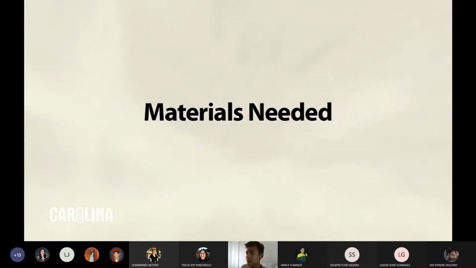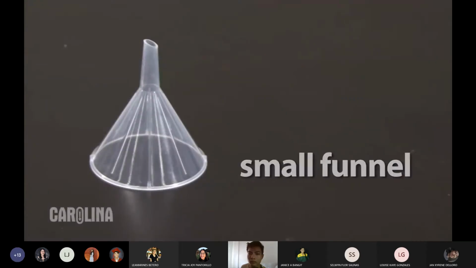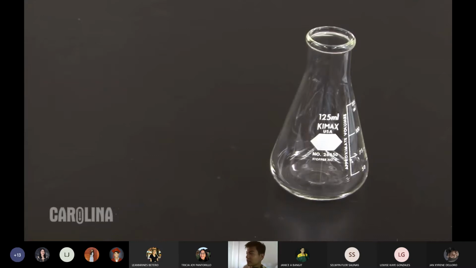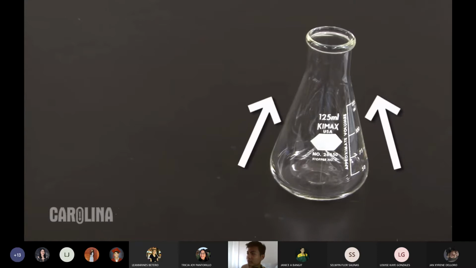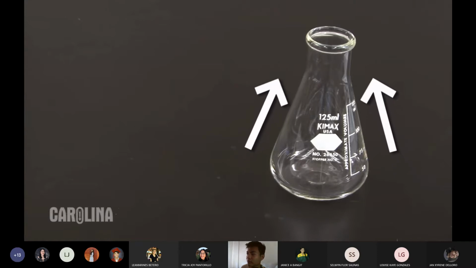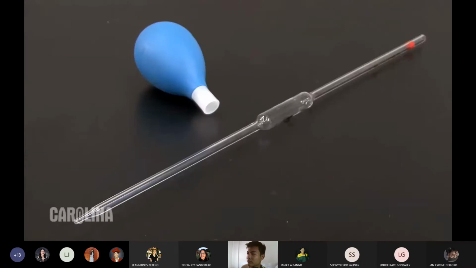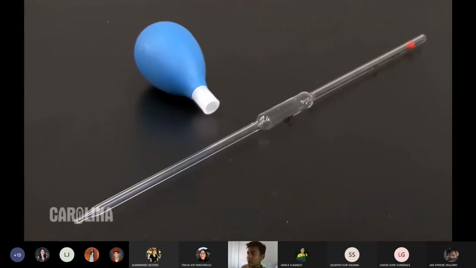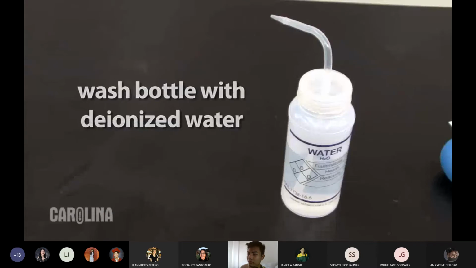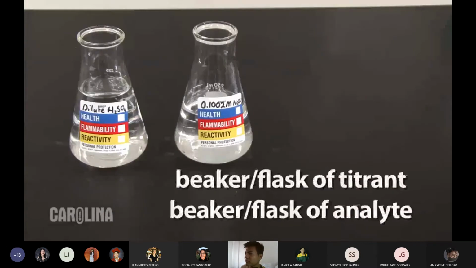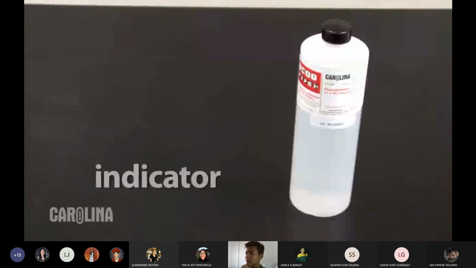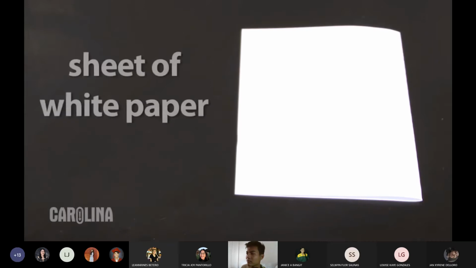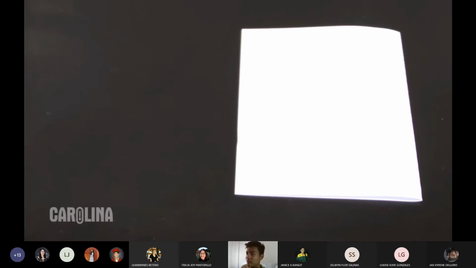Other materials you will also need include a small funnel to help you fill the Burette, a 125 milliliter Erlenmeyer flask, which works best for titrations. The shape of the flask allows for more vigorous swirling than a beaker or other glassware and minimizes spill hazards. A volumetric pipette and pipette bulb to transfer a known volume of analyte to the flask. A wash bottle filled with deionized water, a beaker or flask of titrant and of analyte, indicator selected for your reaction, a reading card to help read the meniscus, and a sheet of white paper to help visualize the endpoint.